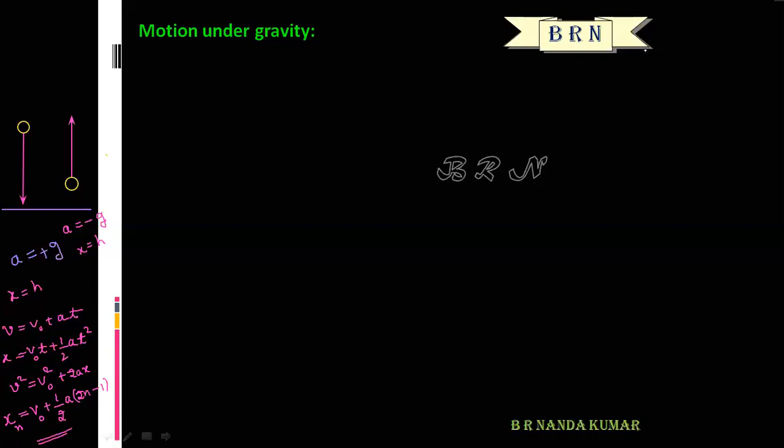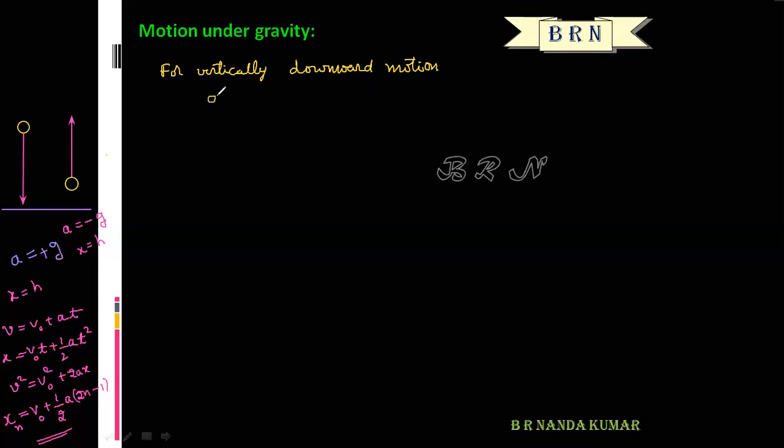Okay, for vertically downward motion, the first kinematic equation for vertically downward motion.